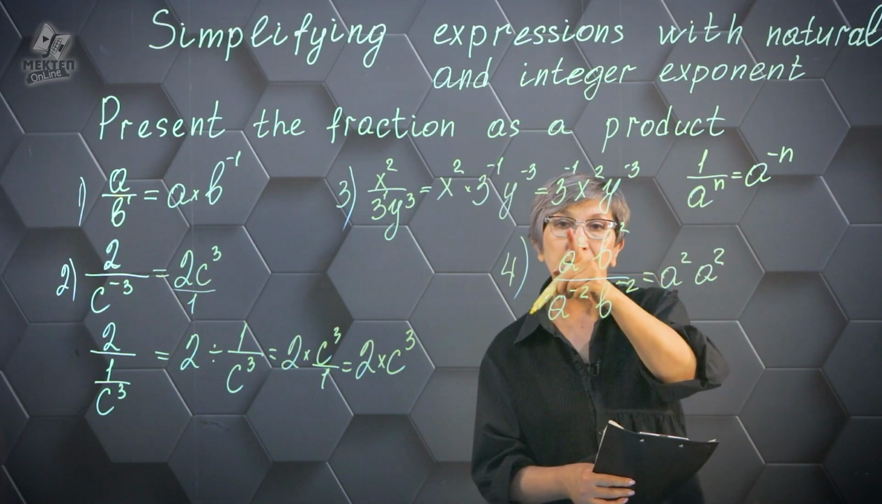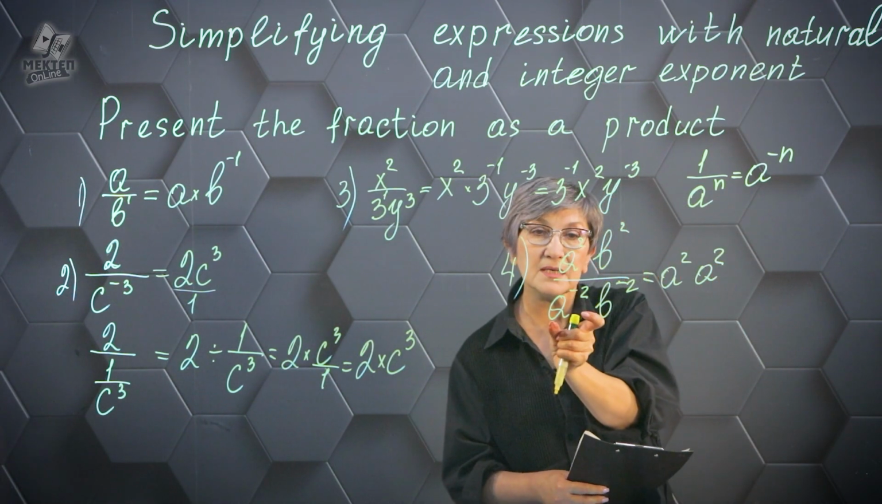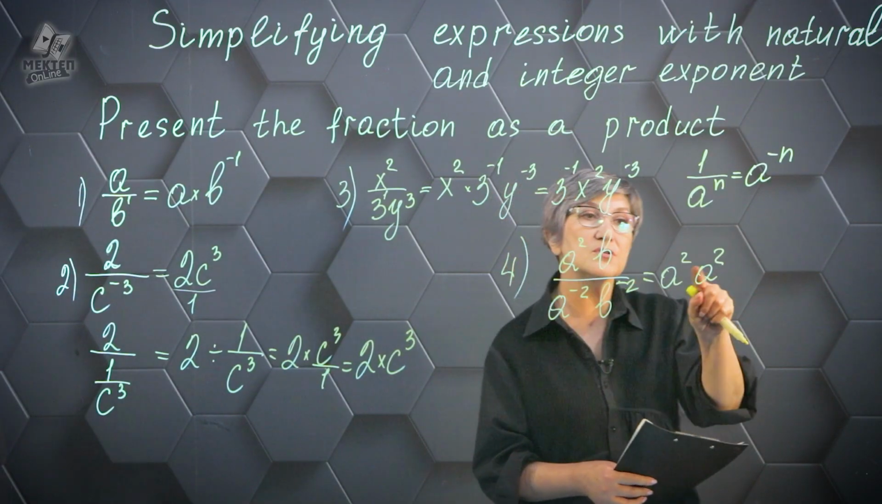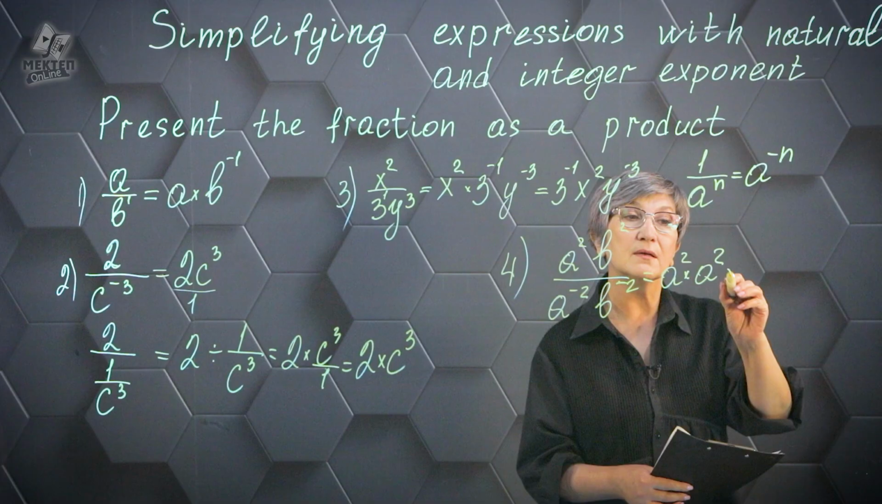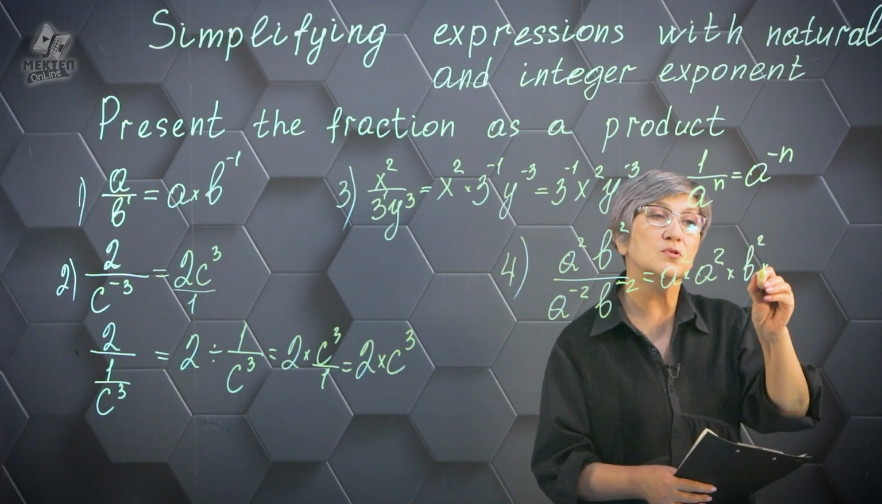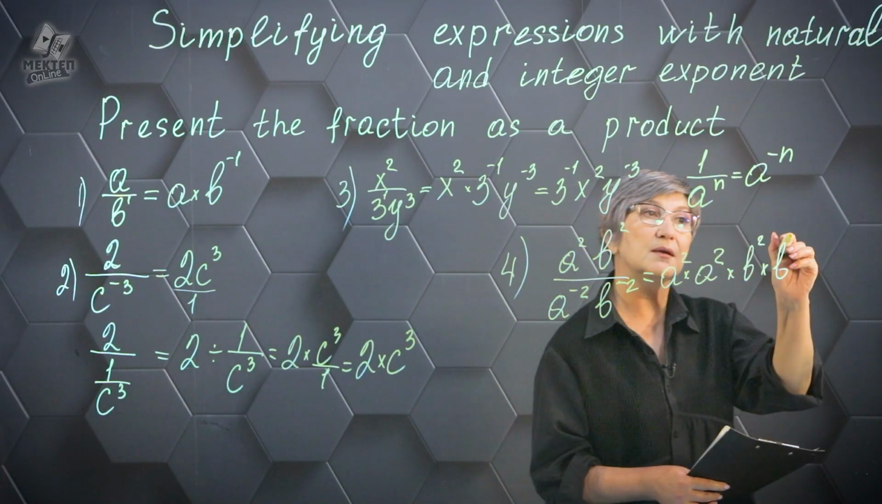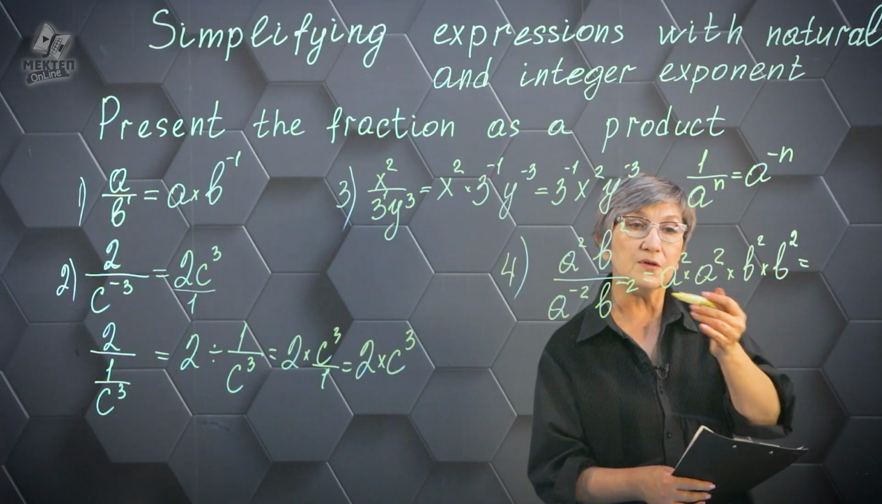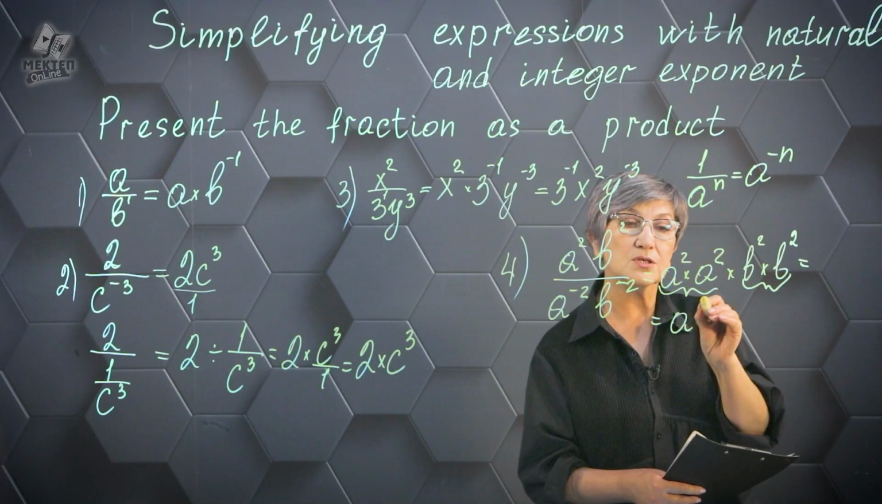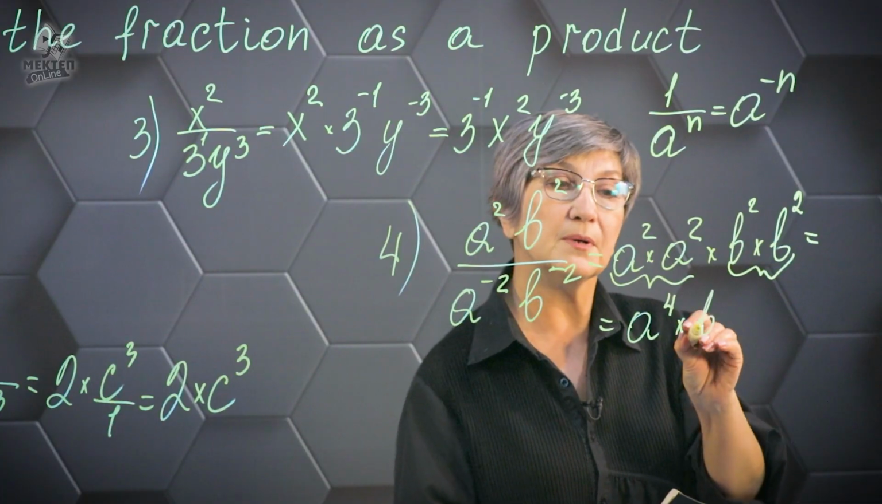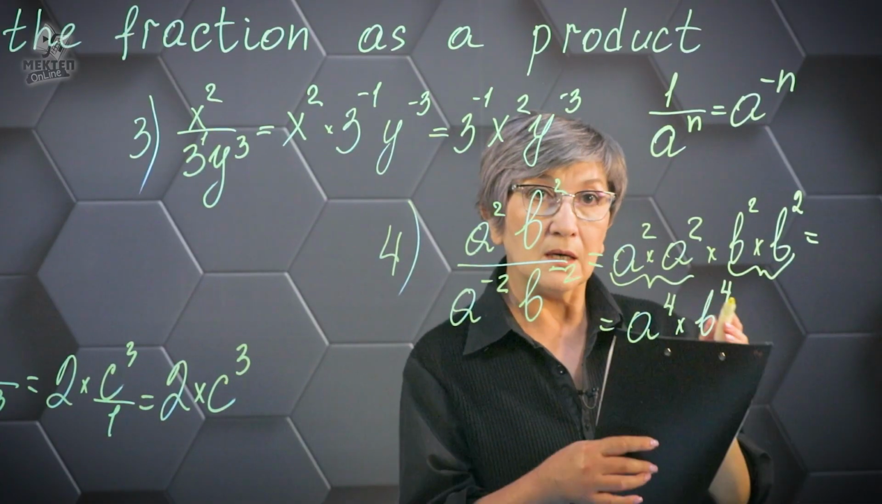A squared was in the numerator, and I brought it up from the denominator to the numerator. So, in the end, it's a squared multiplied by a squared. B squared multiplied by b, also squared. But in this case, we can apply the properties. As a result, we get a to the power of 4 multiplied by b to the power of 4.